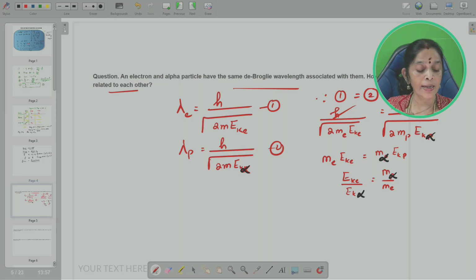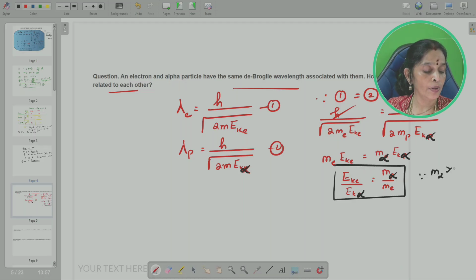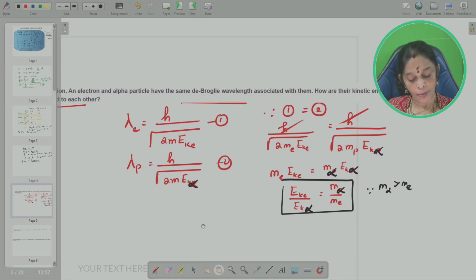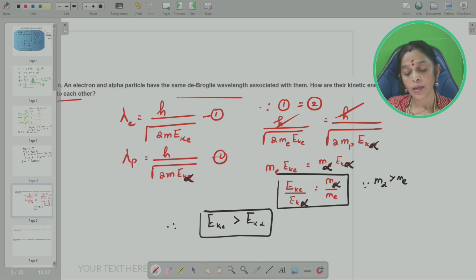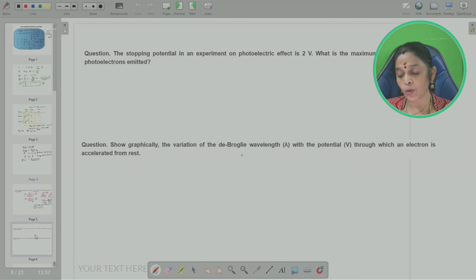So mass of the electron into kinetic energy of electron is equal to mass of the alpha particle into kinetic energy of alpha particle. When you divide mass of alpha particle by mass of electron, this is the ratio. Since m alpha is much greater than me, therefore kinetic energy of electron is greater than kinetic energy of alpha particle. Hope you understand how the kinetic energies are related to each other. Okay children, next we will go to the next question.